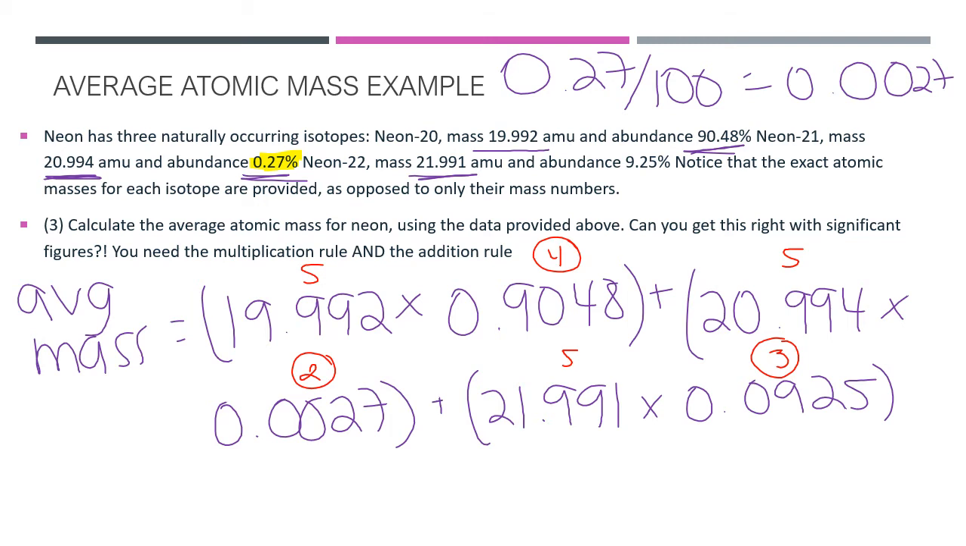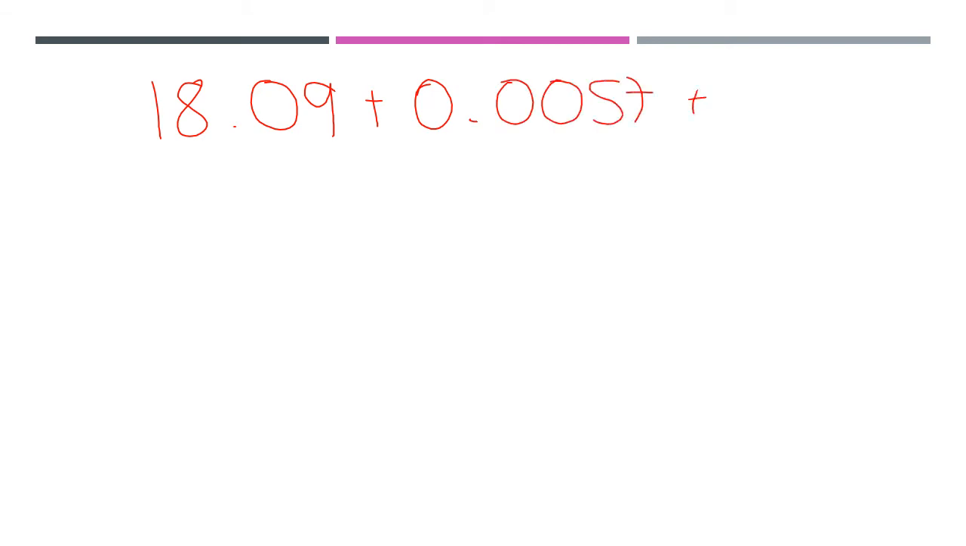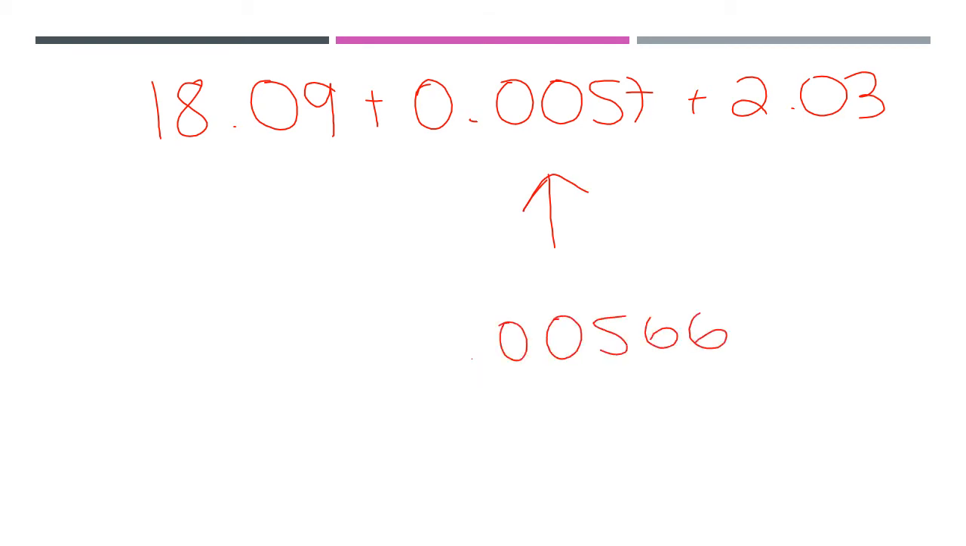Okay, and so when I multiply those, the answers with sig figs are 18.09 plus 0.0057 plus 2.03. And make sure you are following your rounding rules. I think it was that number when you type it in, it's like 0.00566. Well, that makes it 0.0057.